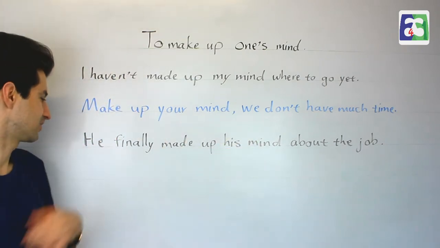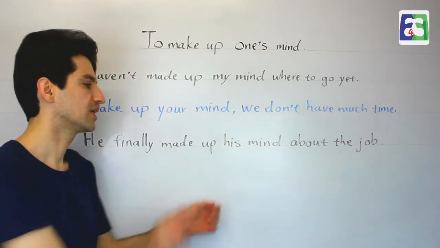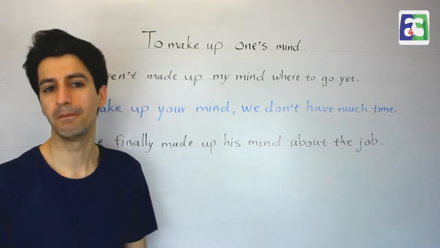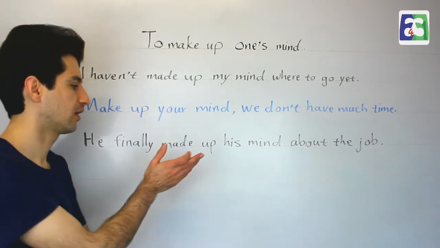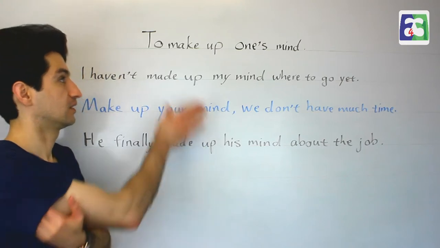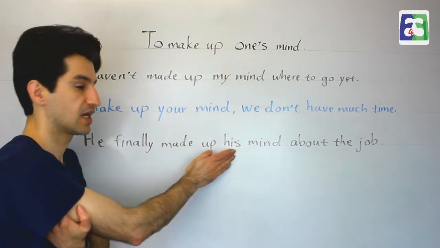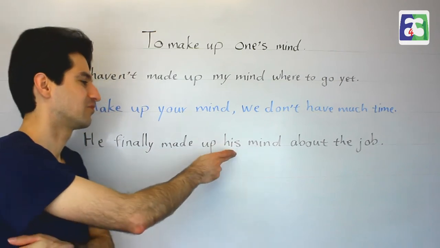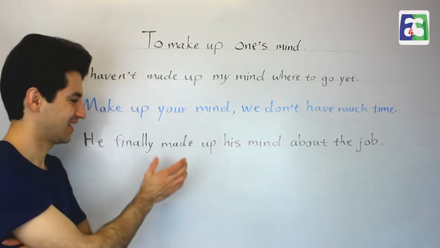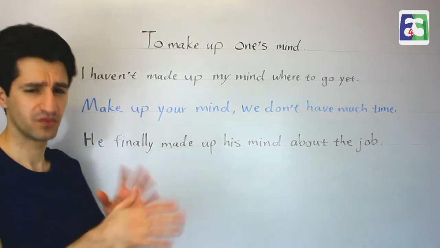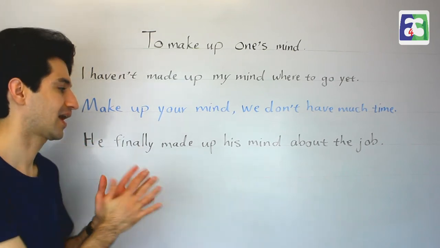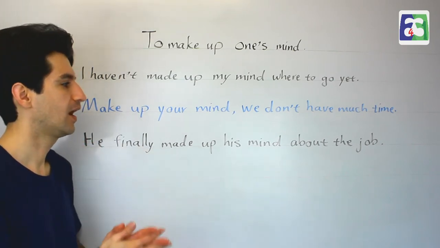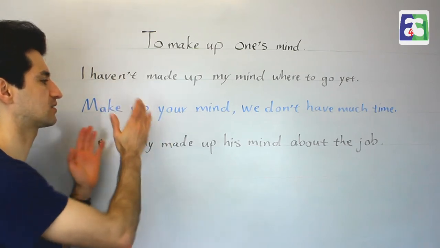Now let's look at this one. "He finally made up his mind about the job." Now I have used this format, and this time "one's" is "his," I'm talking about a third person singular, a male one, and "made" is the past tense. So we know this structure, we know how to make these ones.